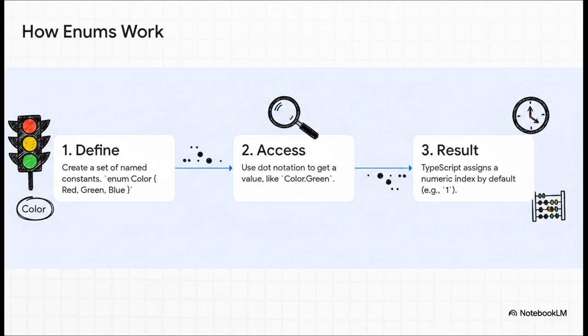An enum lets you define that limited set of options. So you create your color enum, list the members, and then you can access them with a dot, like Color.Green. What's happening under the hood is TypeScript is just assigning a number to each one. So Color.Green is really just the number 1. It makes your code so much more readable and prevents typos you might get with plain strings.